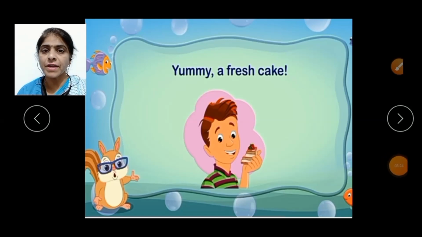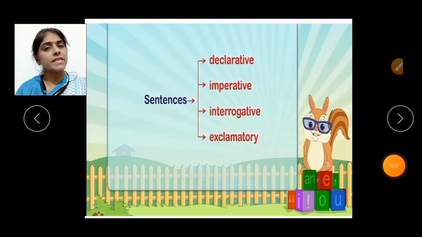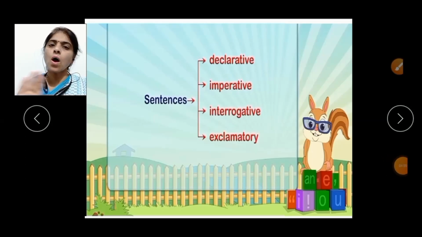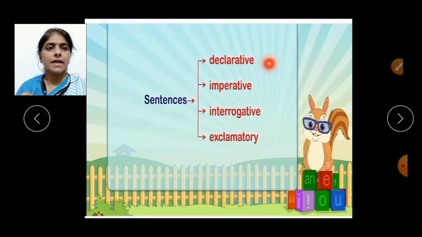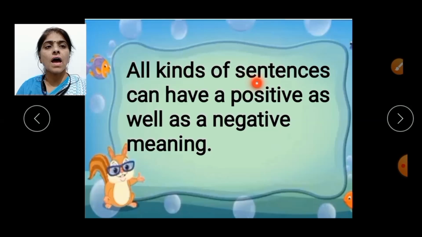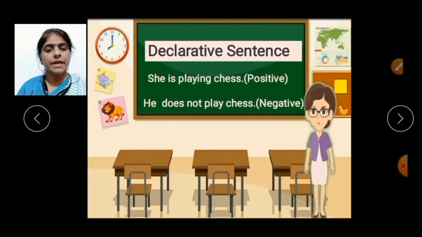So the exclamatory sentences express a sudden feeling and emotion. Students, here we have completed all the 4 kinds of sentences: declarative, imperative, interrogative and exclamatory. But one thing is left to tell you about these sentences, and that is all kinds of sentences can have a positive as well as a negative meaning. Let's understand this with some examples. Here, in the declarative sentence, we can have 2 examples.